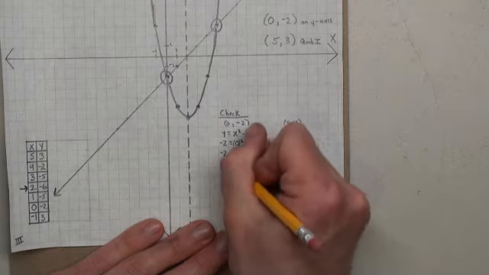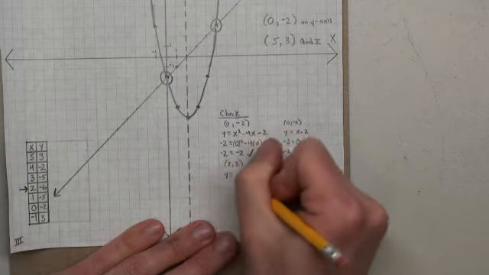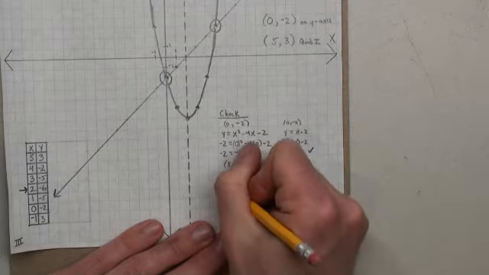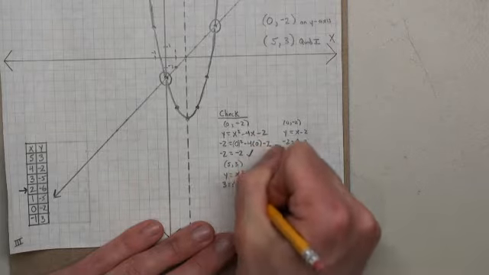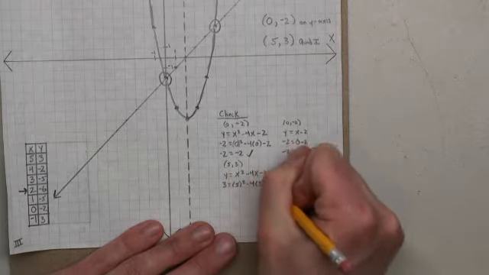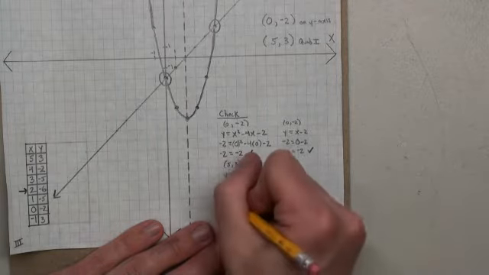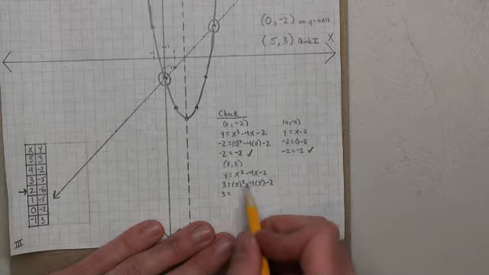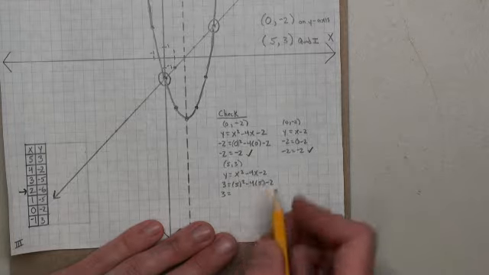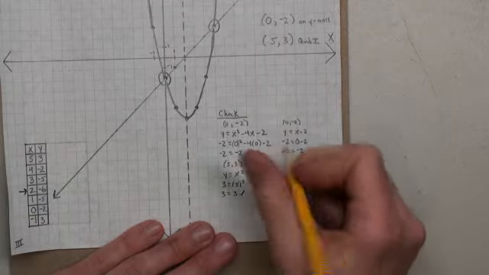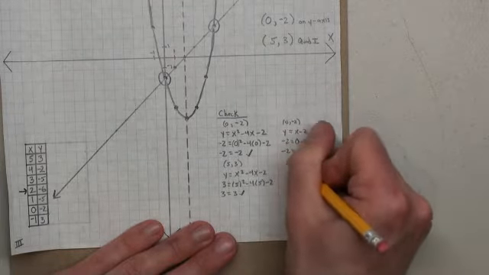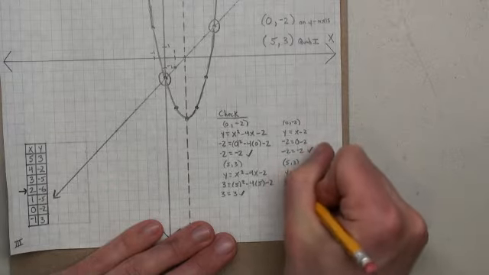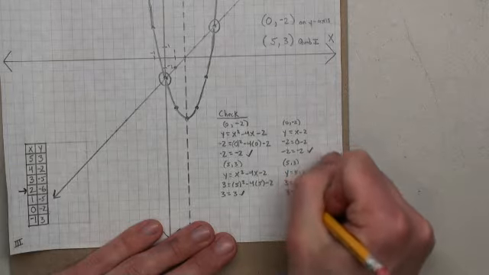5, 3. y equals x squared minus 4x minus 2. 3 equals 5 squared minus 4 times 5 minus 2. 3 equals, 5 squared is 25, minus 4 times 5 is 20, so 25 minus 20 is 5, and 5 minus 2 is 3. That checks. And now we're checking the same point in y equals x minus 2. 3 equals 5 minus 2, 3 equals 3.